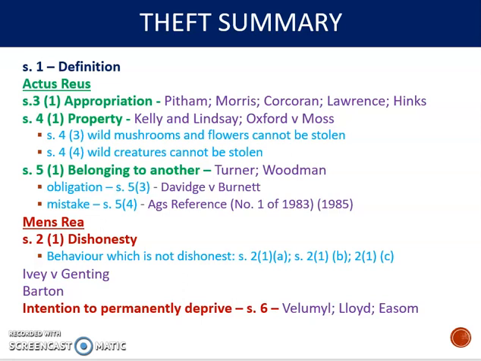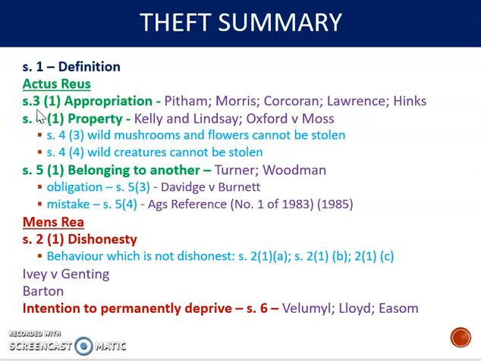But if you remember, our definition of theft comes from Section 1 of the Theft Act. And it tells us that theft is the dishonest appropriation of property belonging to another with the intention to permanently deprive. And as lawyers, we have to break that down into our actus reus and our mens rea. So if we start with the actus reus then, firstly, there has to be an appropriation. And Section 3 defines what an appropriation is.